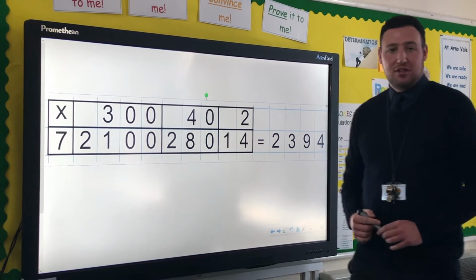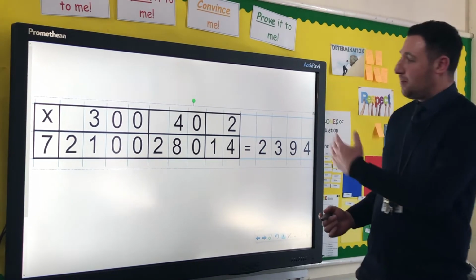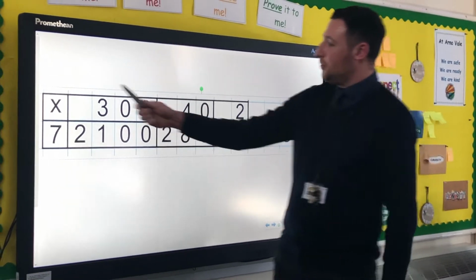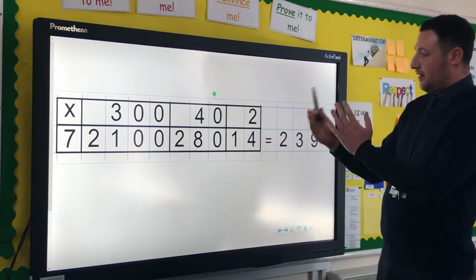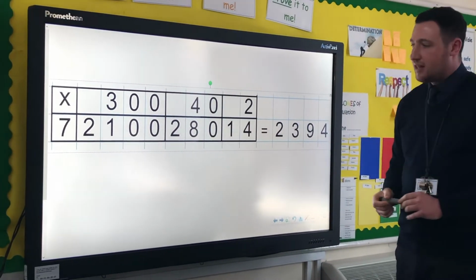So the last video looked at the grid method for multiplication. Here's another reminder of that method. It relies on partitioning of the number, so 342 multiplied by 7, and then we break down each different part to get the answer of 2,394.